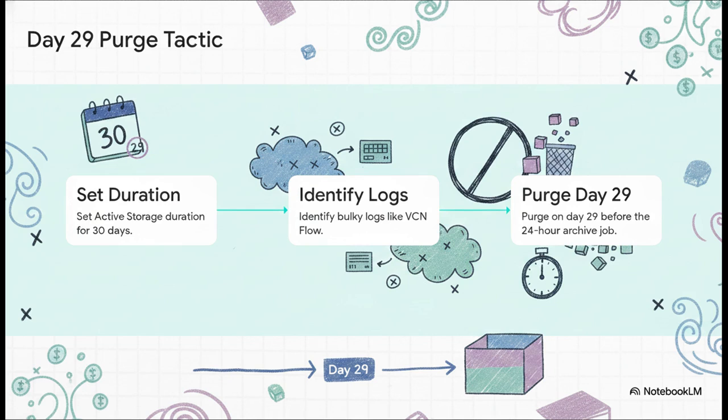The source material actually outlines this brilliant, highly actionable approach called the Day 29 VCN flow log tactic. Okay, let's say you set your active storage duration for 30 days. Now, you know VCN flow logs are incredibly bulky, they take up huge amounts of space, and honestly, they rarely provide any actual value for troubleshooting application issues weeks after the fact. So, here's the trick. You purge your VCN flow logs on day 29. By proactively deleting them one day before that automated 24-hour archive job kicks off, you completely prevent those massive useless logs from eating up your archive storage budget forever.